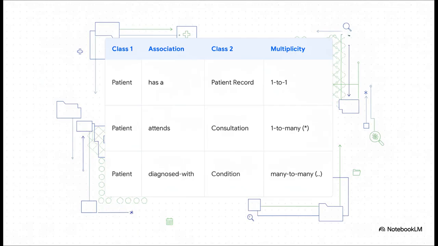So this table here is basically a simplified version of what you'd see. You've got your classes like patient and patient record. The association is just the line connecting them. But the really key concept here is multiplicity. That just means the numbers in the relationship. A one-to-one relationship is easy. One patient has exactly one patient record. A one-to-many relationship means one patient can have, well, many consultations. This stuff is super important because it defines the basic rules of how your data is structured.